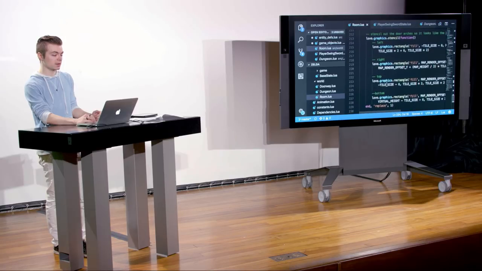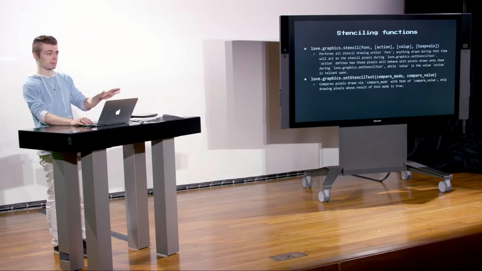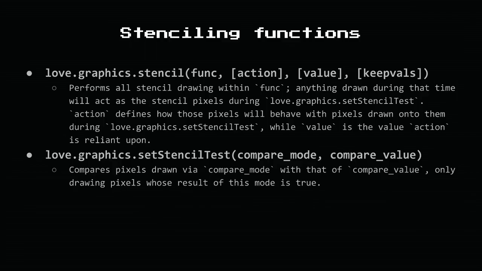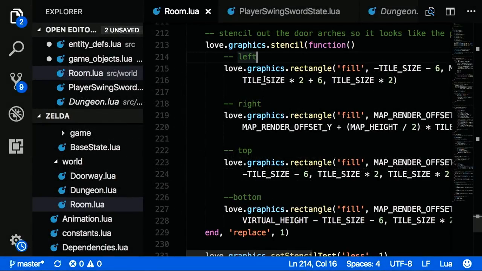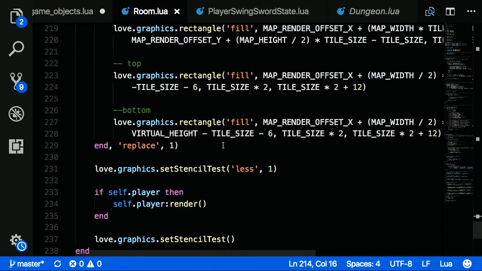So lines 213 to 229, recall, they're a stencil function. The couple functions in particular that you need to use are love.graphics.stencil, which draws the stencils, and then love.graphics.setStencilTest, which compares the stencil values to some value and draws them whether or not that condition is true. So we have our function here, which draws 4 rectangles. Those are all the archways. It replaces any pixels that get drawn to those rectangles with the stencil value 1.